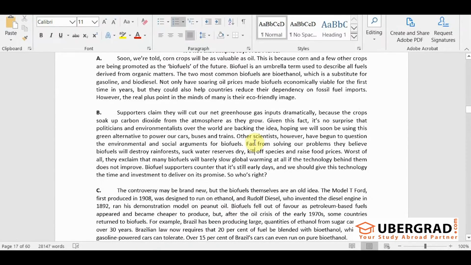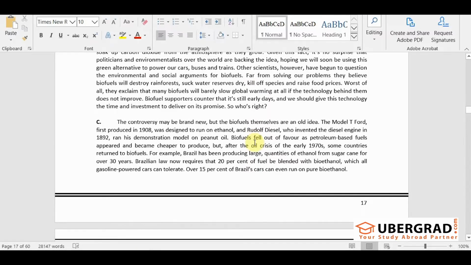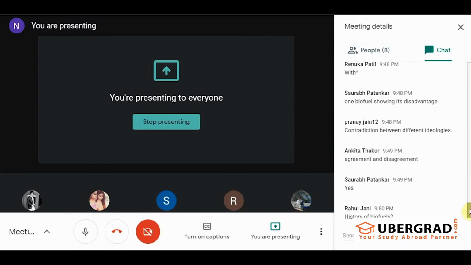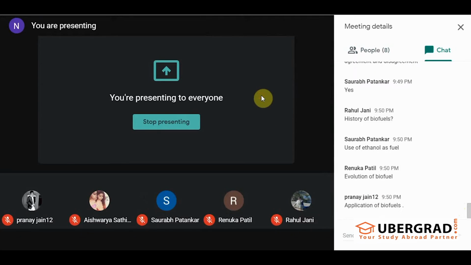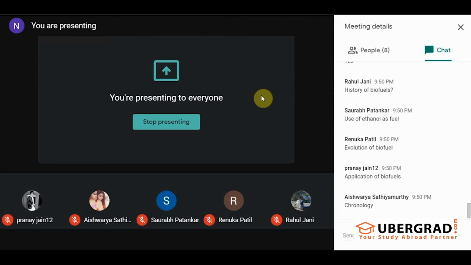Para C. History of biofuels. Okay, now think again. No, evolution, use of ethanol as a fuel. Good. Application of biofuels. Pranay, not application. There can be many applications of biofuels, but application in only one area. What is it? Chronology.